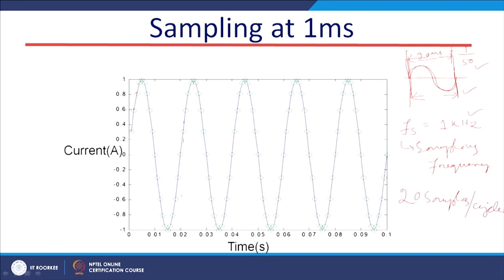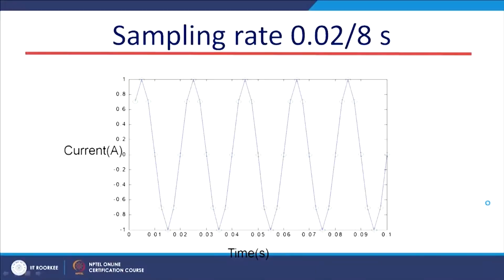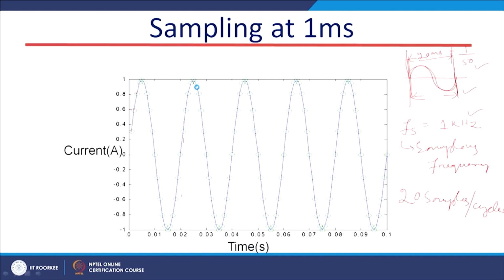Within 1 cycle we will have 20 samples, within 2 cycles 40 samples, within 3 cycles 60 samples, and so on. Now, if we take another sampling rate, 0.02 by 8, meaning 8 samples per cycle, you can see here that the signal is not well approximated to our actual signal. The approximation is poorer here. You can see the earlier one is better because we take more samples within 1 cycle, but here the number of samples decreased, which is why the approximation of the exact signal is not possible.